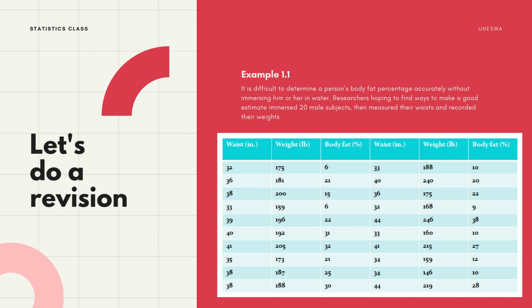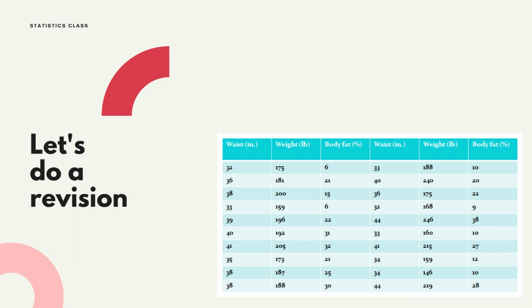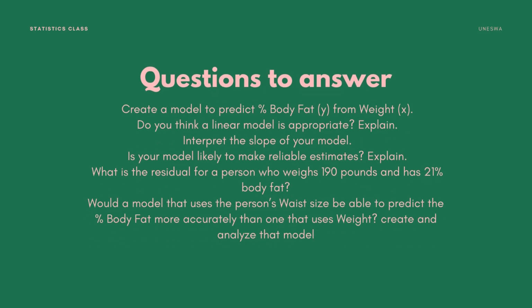We all know what we're supposed to do. The first question reads: create a model to fit the body fat percentage, that is your Y, from your weight. You know what your X is, you know what your Y is. Try and feed that data into the calculator and come up with the simple linear regression equation. Thereafter, you're going to answer the question: do you think a linear model is appropriate? If yes, explain. If no, do explain as well.